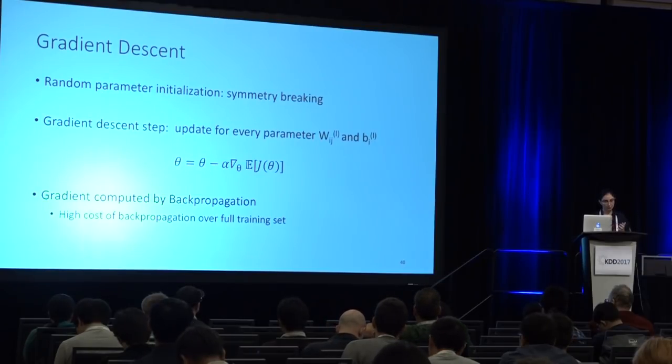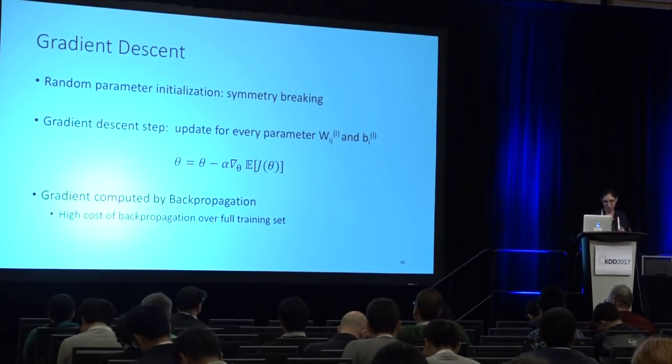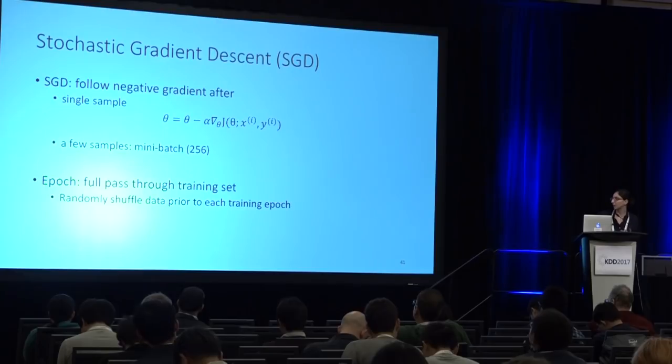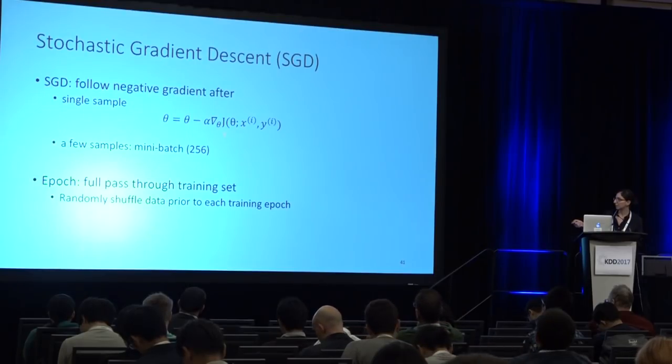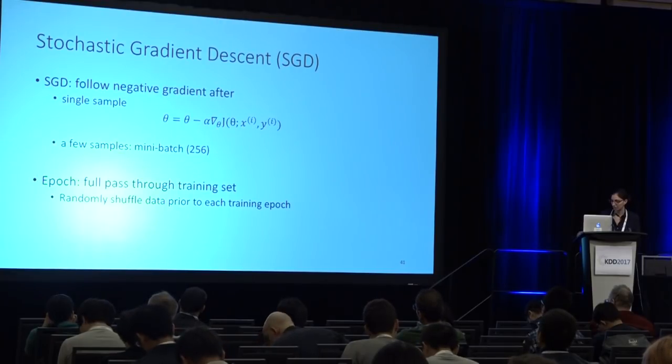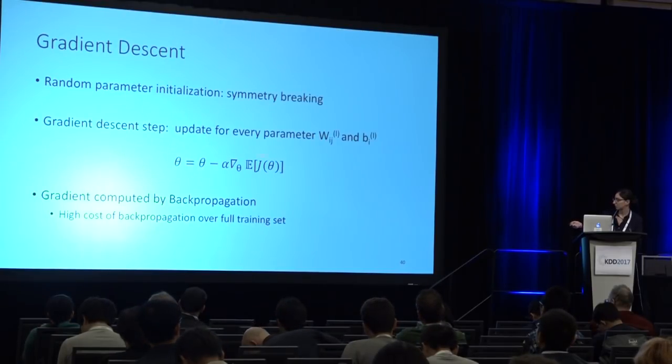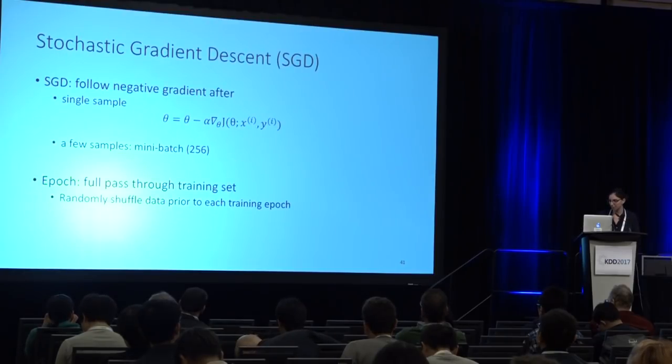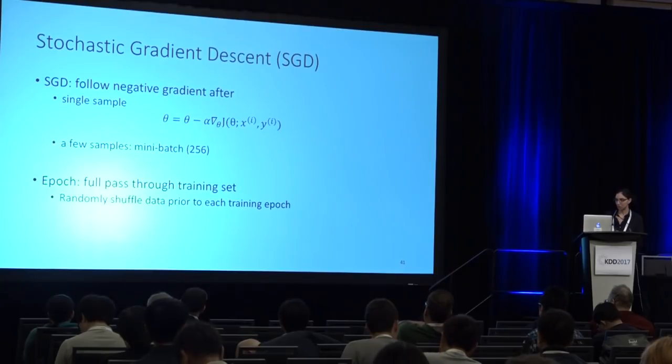But if you were to do that for every sample of your training set, that can become very costly. So what we do instead is actually stochastic gradient descent. And we'll do a step, so follow the negative gradient after a single sample. So here I have the cost per sample. The difference between this one and the previous one is that I removed the average. So I'm not averaging over all the samples. I'll take a step after one sample. Or you can do it after a few samples, which is a mini batch.